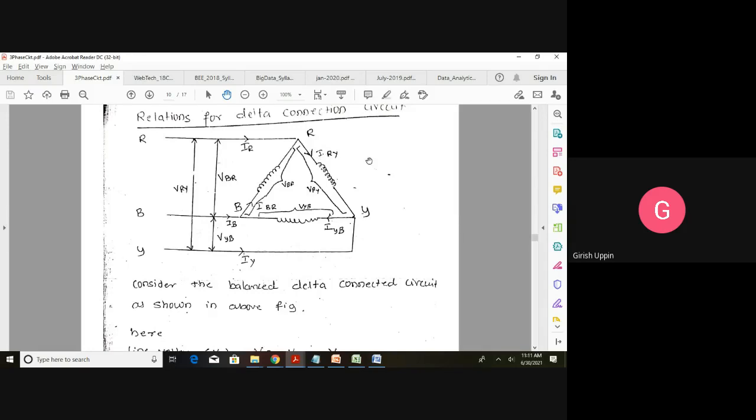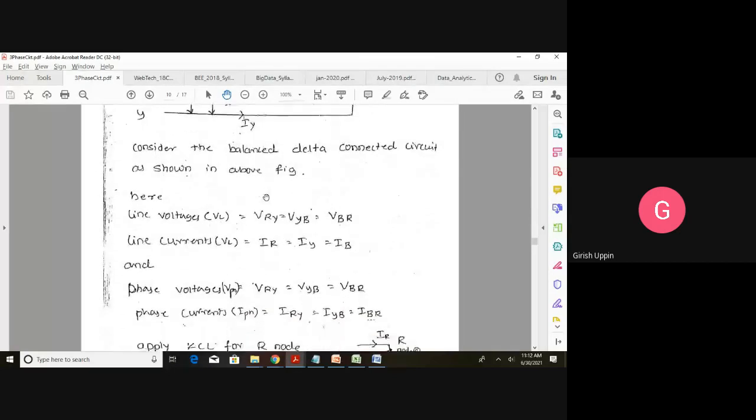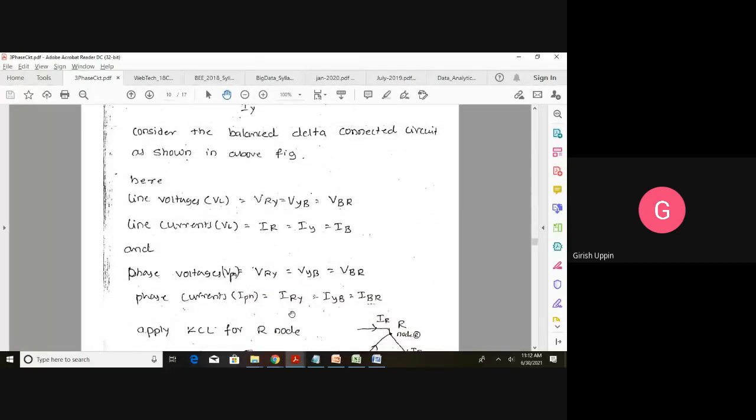What is phase current? I phase is equal to IRY, IYB, IBR. And what are the voltages across these phases? You can see here VRY across the phase R, VYB across the phase Y, and VBR across the phase B. Now we will try to find a relationship between the line and the phase entities. So this you already identified: V phase and I phase we identified.